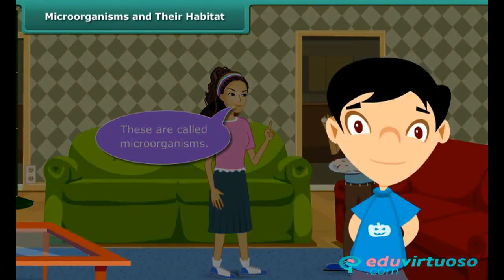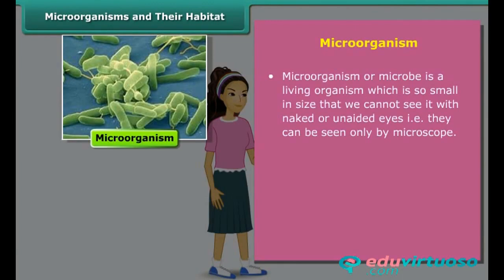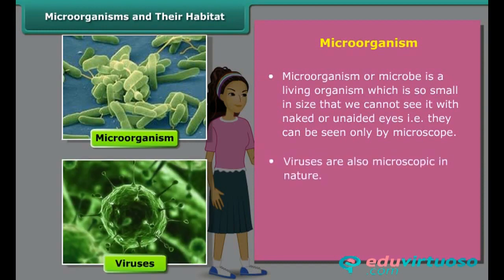Friends, you'll be surprised to know that a microorganism can help us in making our food and the same can make us ill too. So, before getting more information about them in detail, let us first know about such microorganisms and their habitat. A microorganism or microbe is so small in size that we cannot see it with naked or unaided eyes. They are broadly classified into four major groups: bacteria, fungi, protozoa and algae. Viruses are also microscopic.